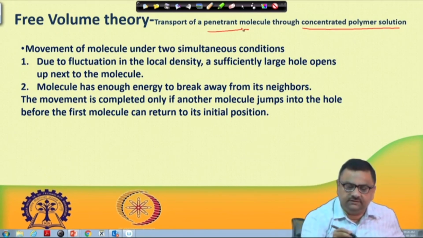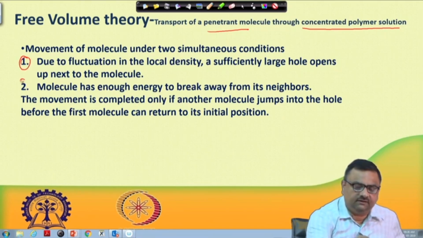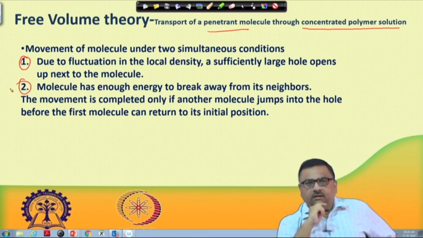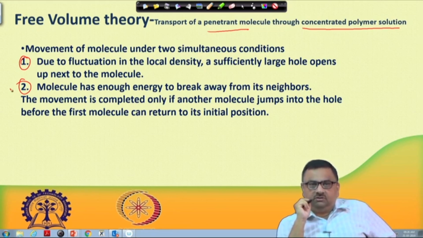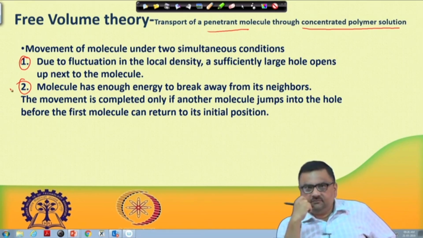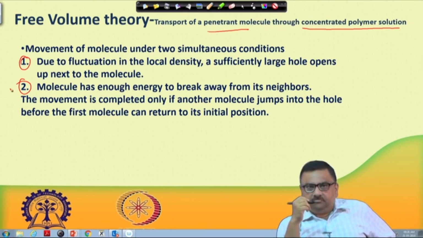So, this movement of a molecule can take place under two simultaneous conditions, and these are referred here as 1 and 2. Condition 1 is due to fluctuation in the local density, a sufficiently large hole opens up next to the molecule. And the second point is, the molecule has enough energy to break away from its neighbors.